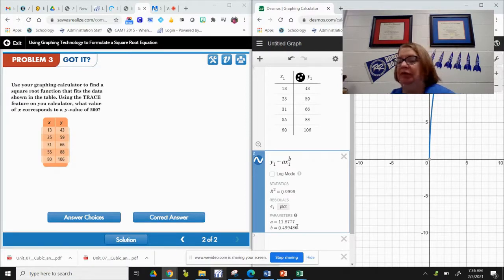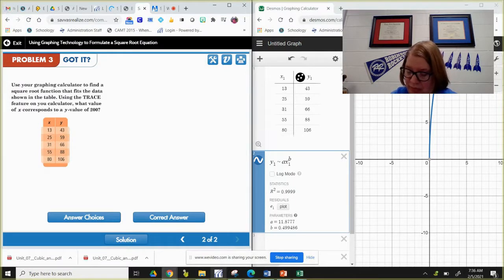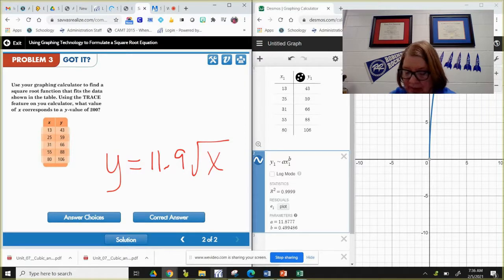So our equation for this one would be y equals 11.8 or 11.9 times the square root of x, because 11.9 times x to the 0.5 power is the same thing as the square root of x. Now it says also there to use the trace feature on your calculator, what x corresponds to a y value of 200.